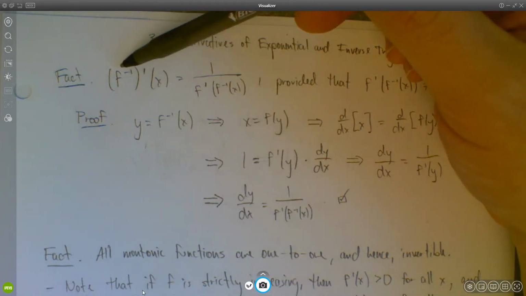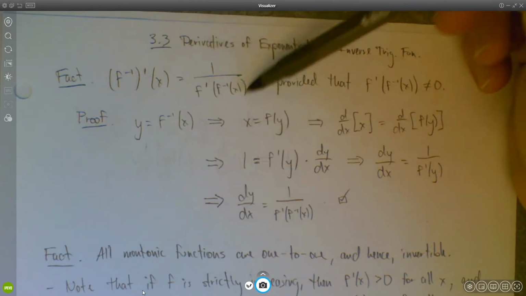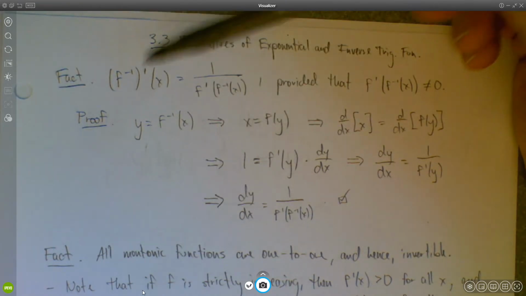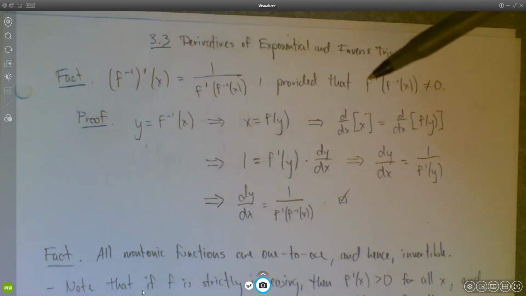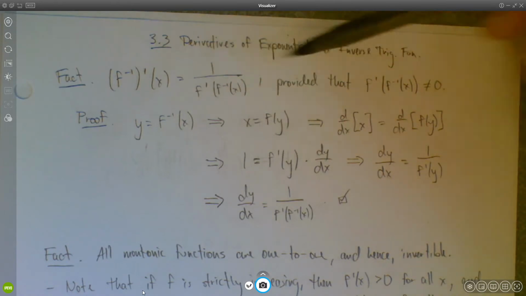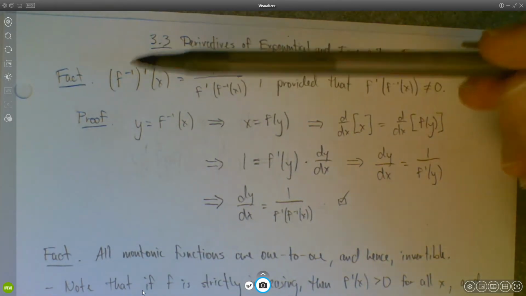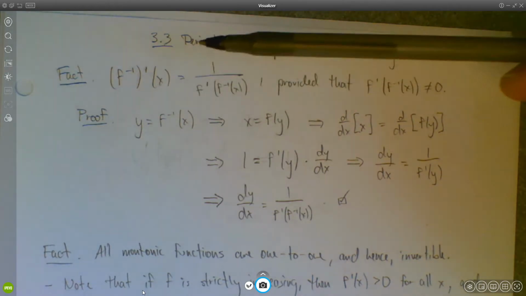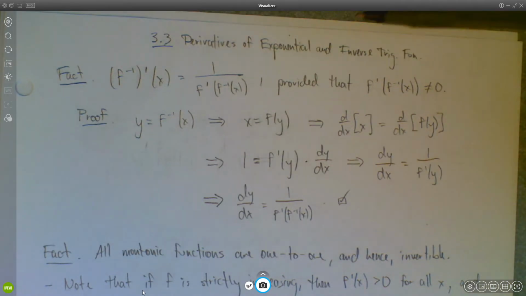And even though f inverse is not necessarily the same as 1 over f, when you take the derivative, you do get something that looks kind of like that, right? So f inverse prime of x is 1 over f prime of f inverse of x, provided, of course, that the denominator is not 0. And here's a proof of that fact. This proof is going to be important because it's a technique that we use when we're looking at exponential and inverse trig functions, as well as a couple other things.